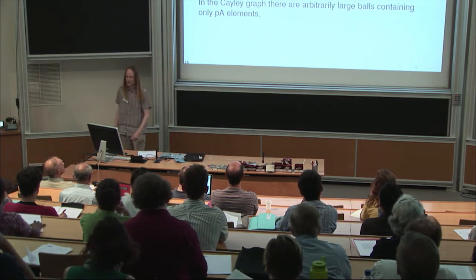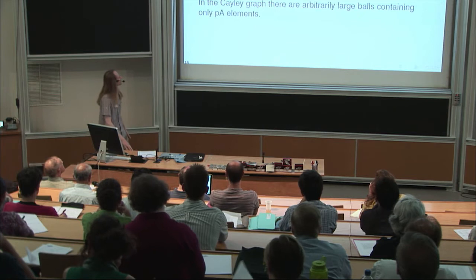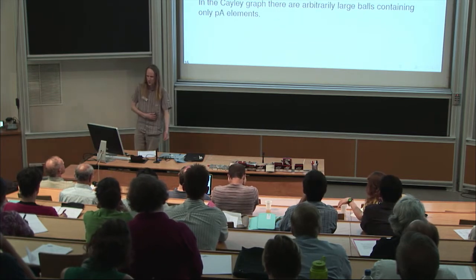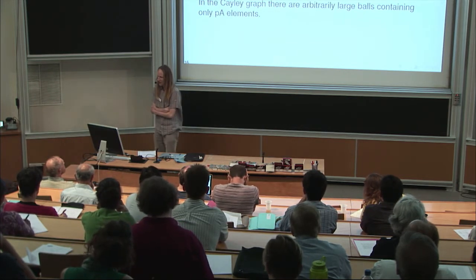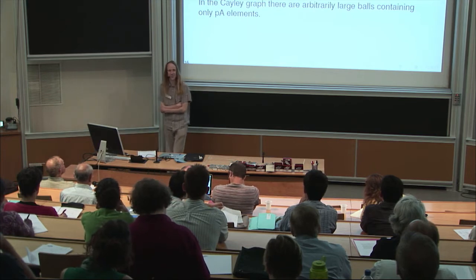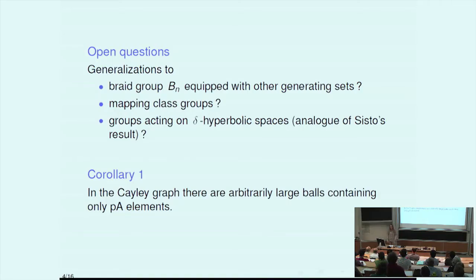Now, the positive results. The first corollary, which is amusing, is that there are arbitrarily large balls in the Cayley graph which contain only Pseudo-Anosov elements. That's actually a fairly easy exercise to deduce from the main theorem. What you need is essentially that the braid group has exponential growth.